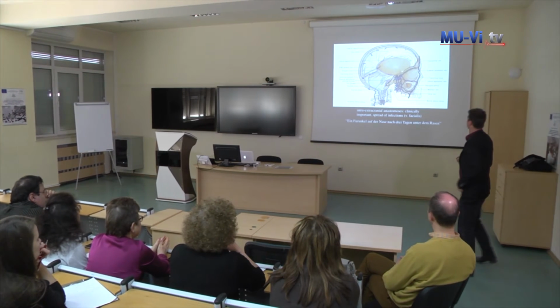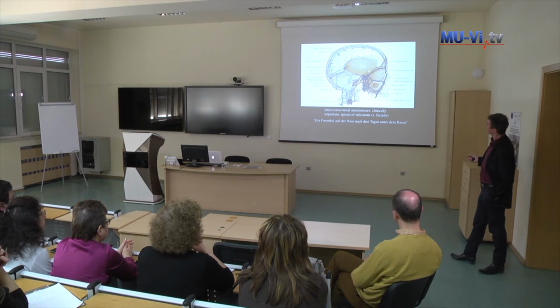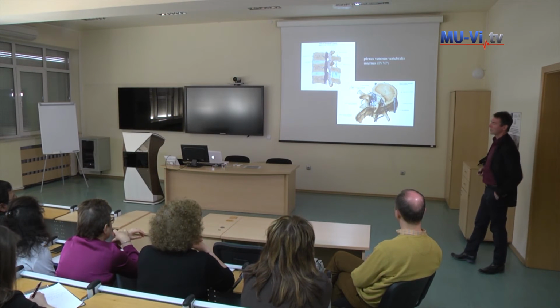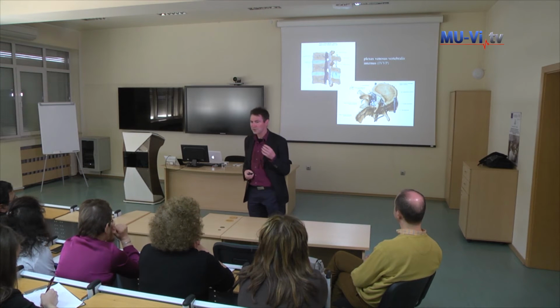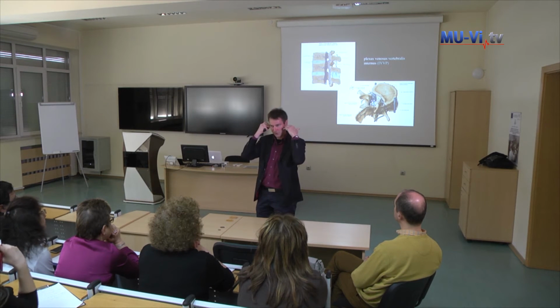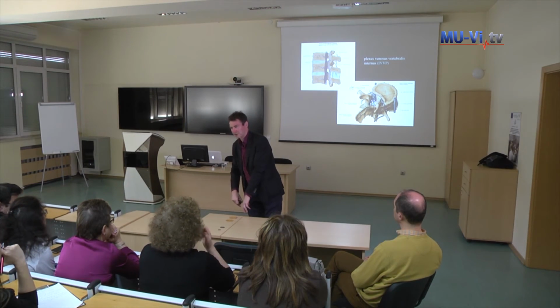Okay, now we make a move. We are going to leave the skull. We're going to make a move to the spine and the spinal cord. And you see here that there's kind of a continuation of the venous sinuses into a venous plexus. And this is the plexus venosus vertebralis internus, or the IVVP. It's an enormous, voluminous venous system surrounding the spinal cord, inside the vertebral column, which runs from the foramen magnum of the skull, so it runs from the venous sinuses, and goes down until the level of the pelvis.